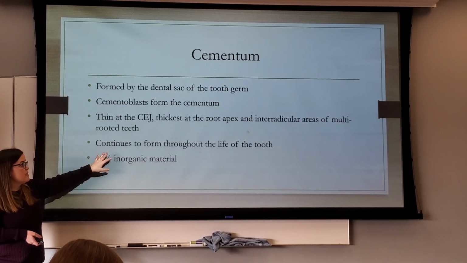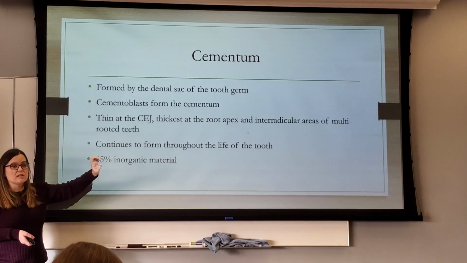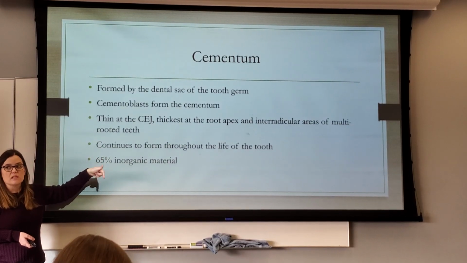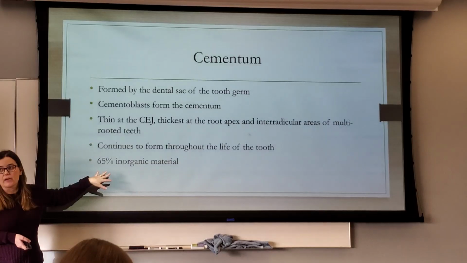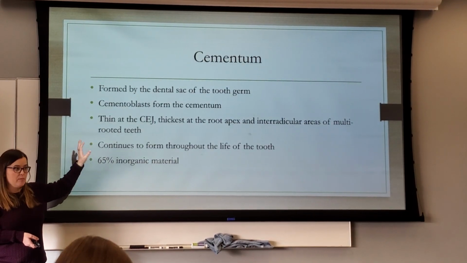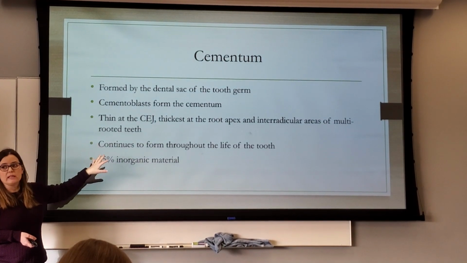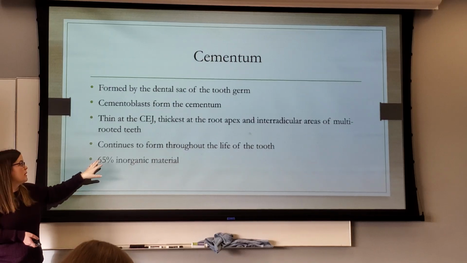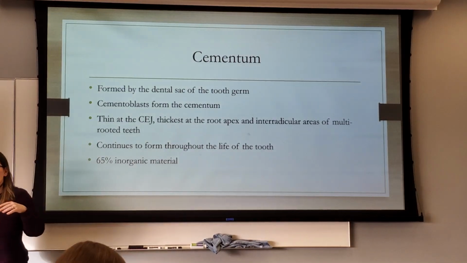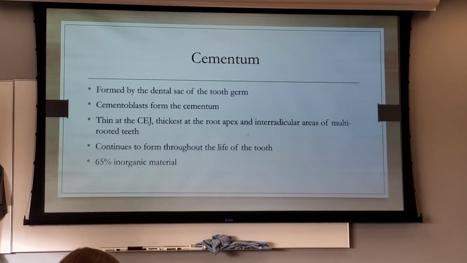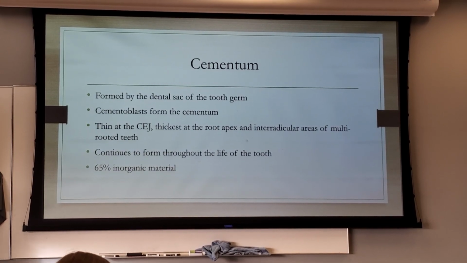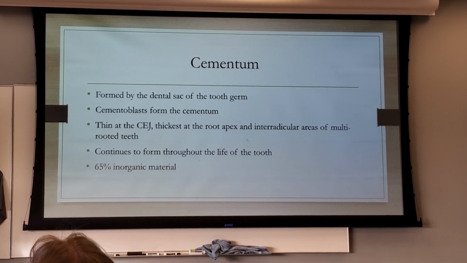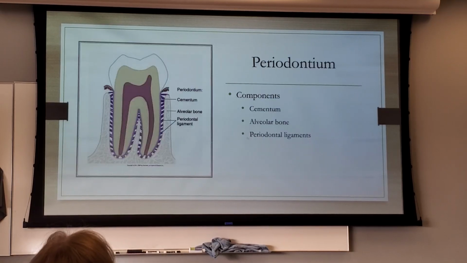The cementum does continue to form throughout the life of the tooth, just like the dentin, it continues to replace it, and it's 65% inorganic. So enamel was 96, right? Dentin was 70, and cementum is 65%. It still has calcium hydroxyapatite, but it's not as strong as enamel and dentin. Enamel's the strongest, dentin's second.